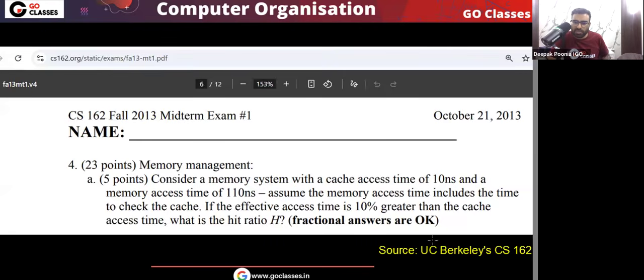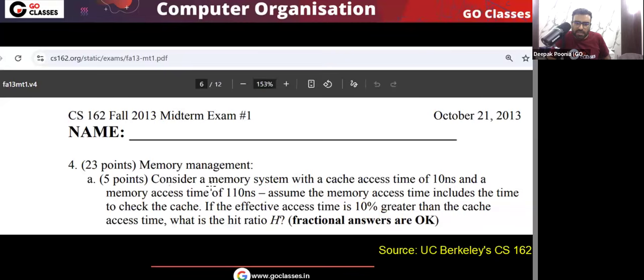Now we are going to solve some standard university questions and some GATE questions. And in all these GATE questions, you will see there is no ambiguity. You don't have to worry about the definition of miss penalty, because everything will be given in the question. So let's solve this question from Berkeley University. You can see the source is UC Berkeley CS 162. Read this question and find the answer.